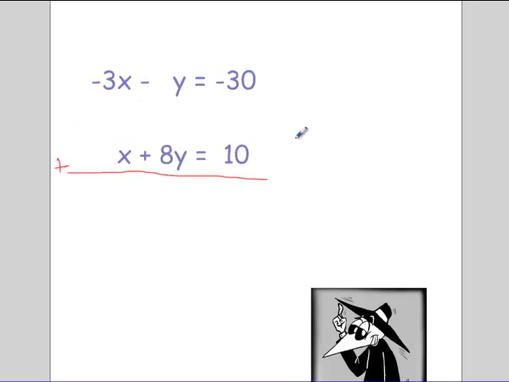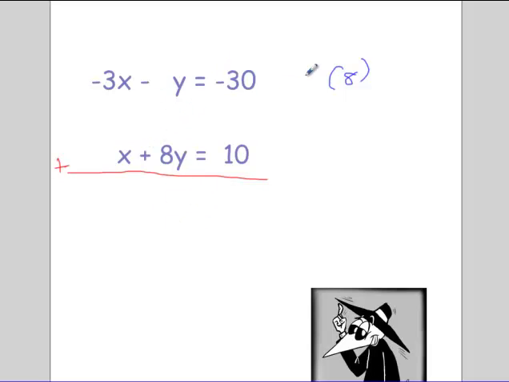I could multiply one of these by positive 3. So multiply by 3, that's an option. What that would do is give me a 3x here, a 24y, and a 30. And then when I add a negative 3x and a positive 3x, they would cancel. So that's one option. Another option is that we could multiply the top equation by a positive 8. And what that would do is make a negative 8y and a positive 8y. When I add them, that would be 0y. Now, both of them are okay choices.